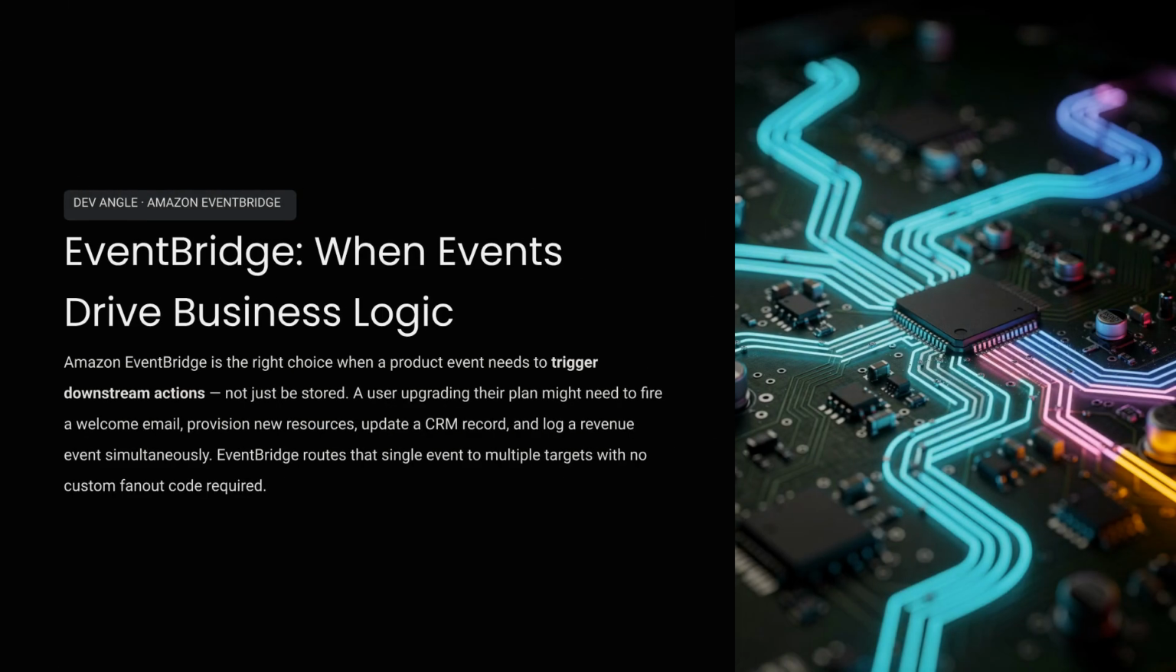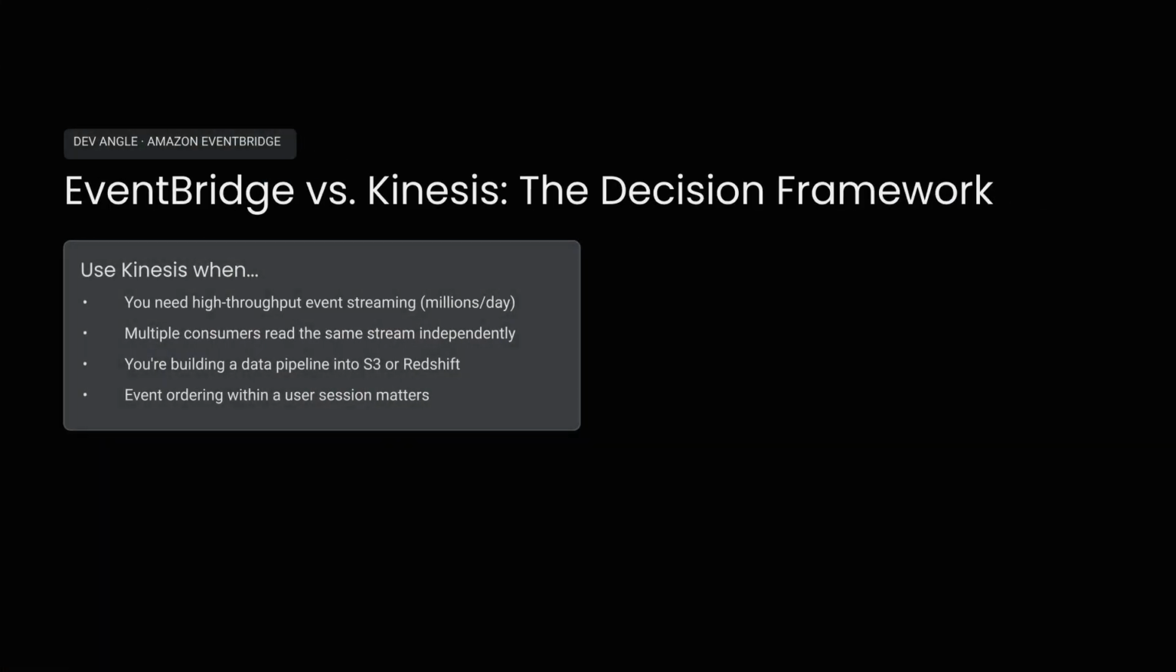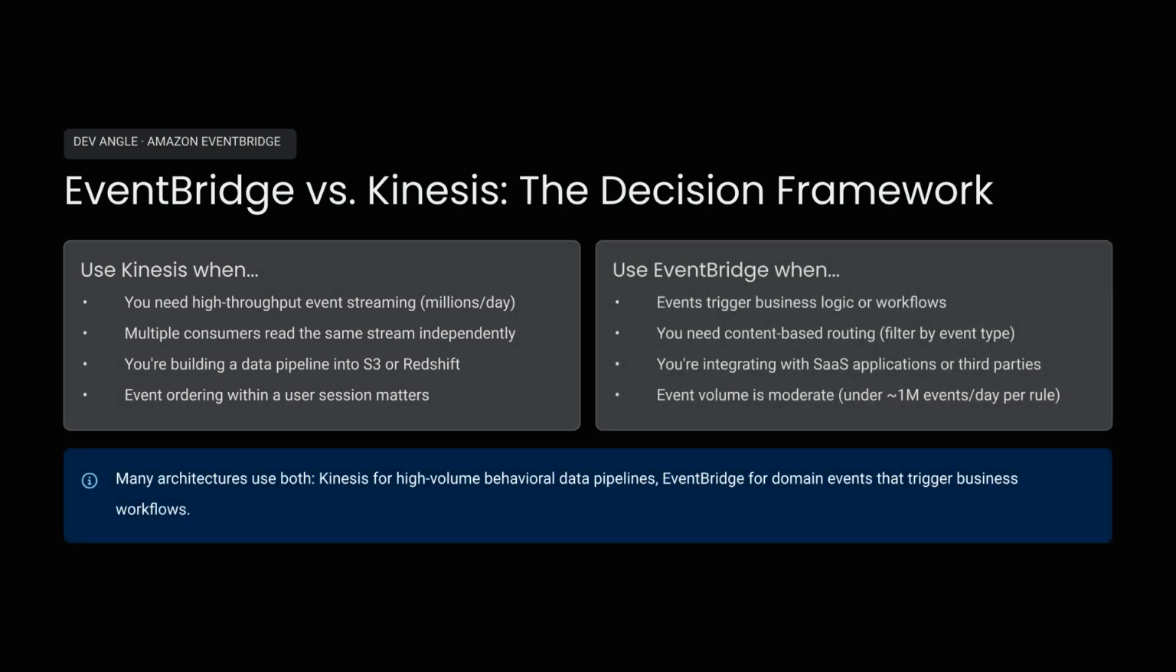Amazon EventBridge is the right choice when an event needs to trigger downstream actions or business logic, such as sending emails or updating a CRM. It routes a single event to multiple targets without custom fan-out code. Use Kinesis for high-throughput data pipelines, and when ordering within a user session is paramount. Use EventBridge when events trigger workflows, you need content-based routing, or when integrating with third-party SaaS applications.